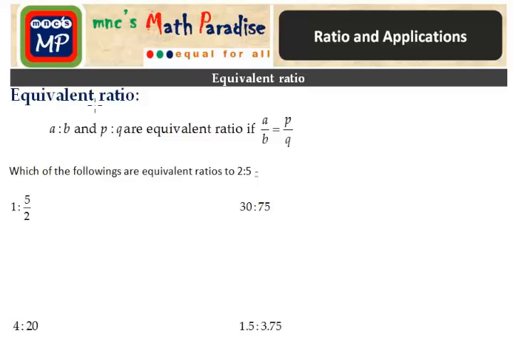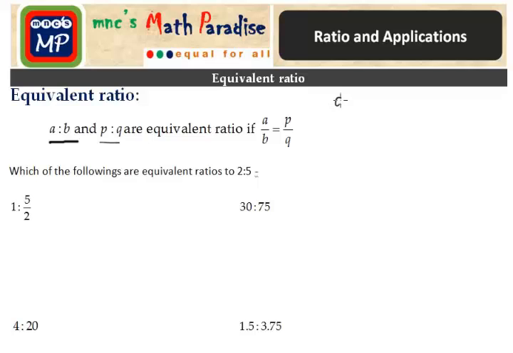Here, we will learn what an equivalent ratio is and how we can check whether a ratio is equivalent to another ratio or not. Two ratios, A ratio B and P ratio Q, are equivalent ratios if their fraction equivalent values are the same. That is, A:B is the ratio, its fraction equivalent value is A divided by B. P:Q is another ratio, its fraction equivalent value is P divided by Q. If these two values are the same, then these two ratios are equivalent.